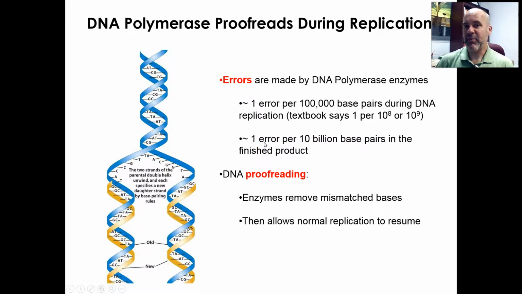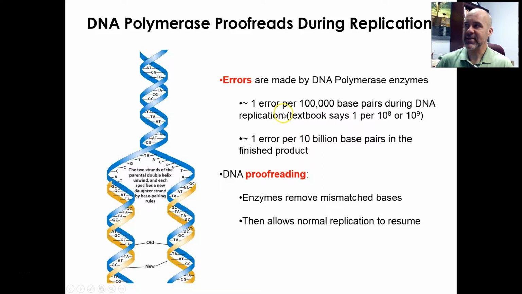However, in the finished product, when you take a DNA molecule and completely replicate it, you would typically find one error per 10 billion base pairs. So out of 10 billion base pairs, you might find one instance where there's a G paired with an A or a T instead of a C. And that's a mutation. That's a type of mutation.